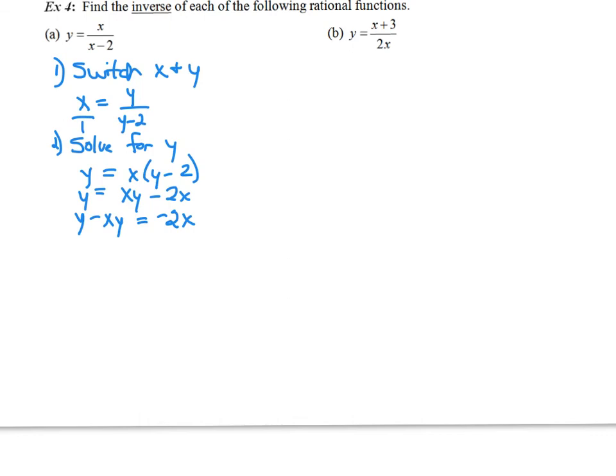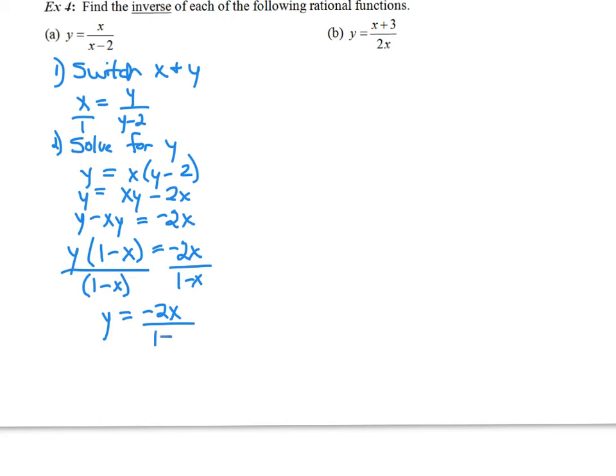That allows me to factor the y from the left side, so I'm going to say y is being multiplied by 1 minus x. And that's equal to negative 2x. To get the y by itself, all I need to do is divide both sides by 1 minus x. So I now have y is equal to negative 2x over 1 minus x.